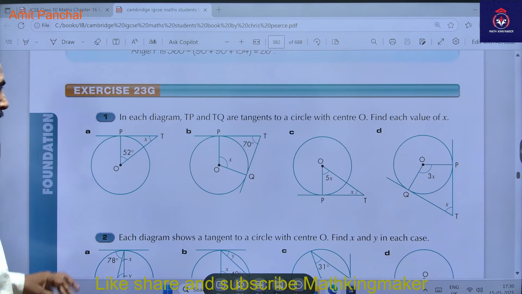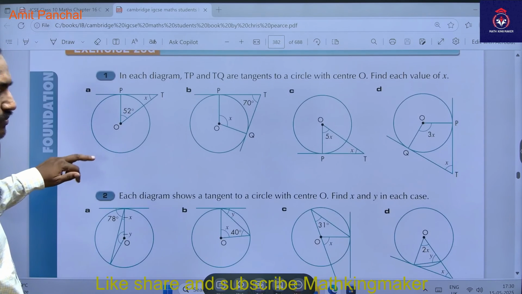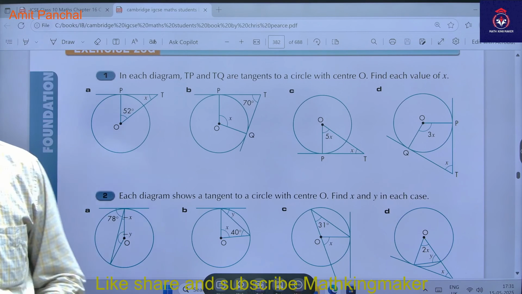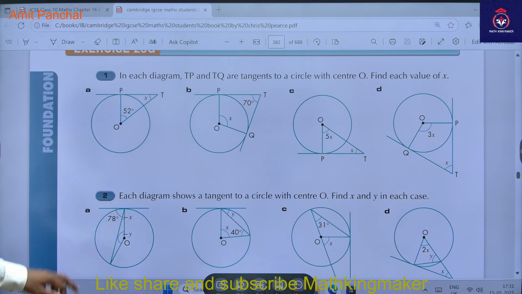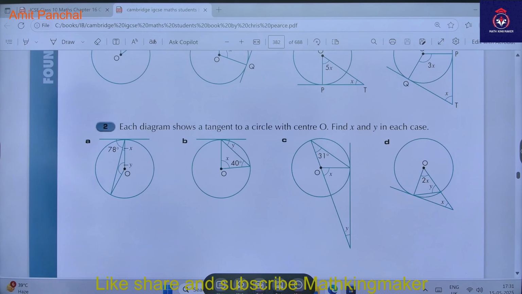Do you want to do some questions from this exercise? Yes, I'll do like the last couple of them. Yeah, like question 2. Question 2B. So what about 2B? Okay, just try it. Okay, sir.